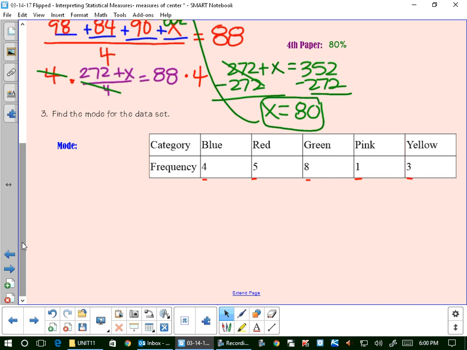Think about the categories. So 4 people chose blue, that's 1, 2, 3, 4 blue, 1, 2, 3, 4, 5 red, 8 green, 1 pink, and 3 yellow. Which one occurred the most? Is it the green? So green is your mode here. Okay, so that one was a little tricky.